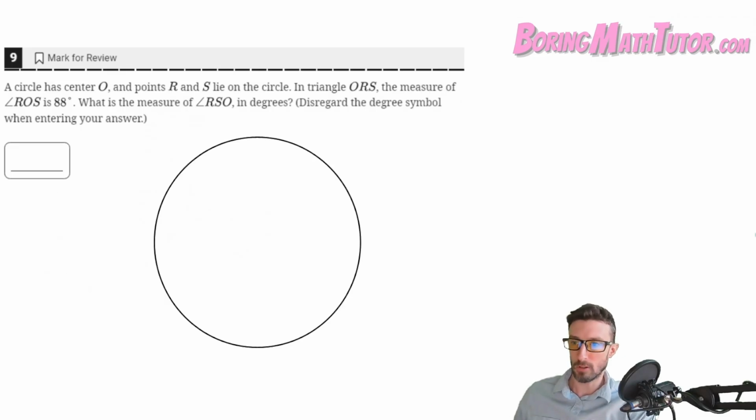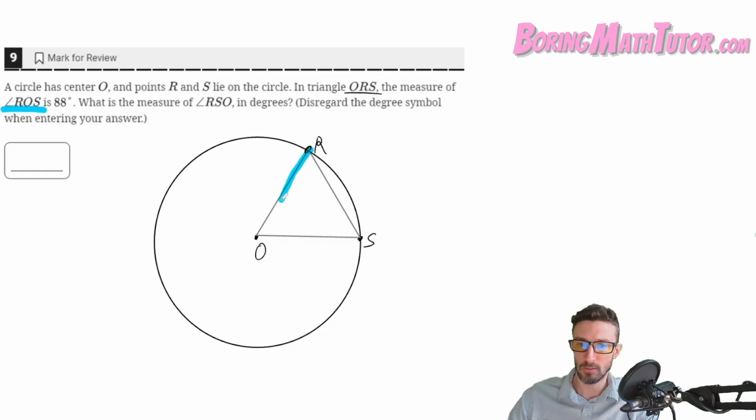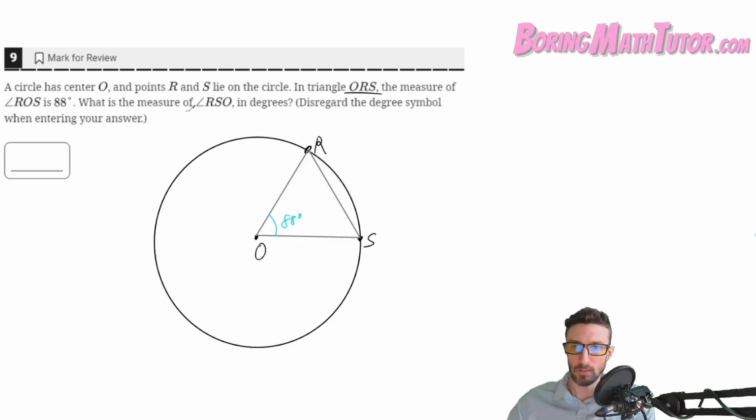They're saying we have a circle with center O, and points R and S on the circle. Then they're talking about triangle ORS, so that's our triangle right there. The measure of angle ROS, this one right here, is 88 degrees. But they're asking about the measure of angle RSO, down here. I'm going to call that X.